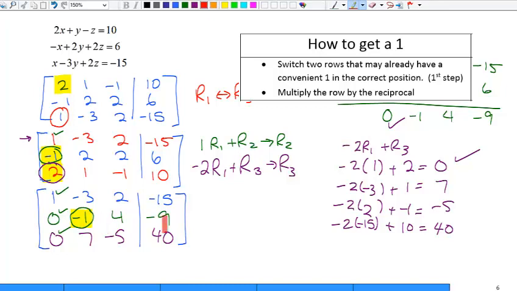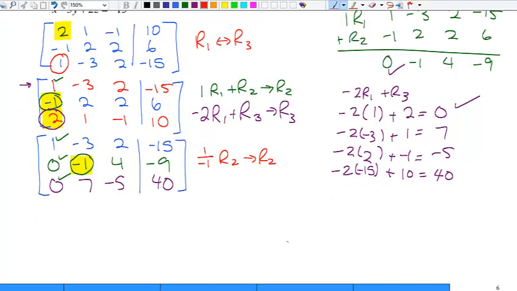In this case, I'm going to multiply the row by the reciprocal. The reciprocal of -1 is 1 over -1. Times it by row 2 and put it back into row 2. So which rows stay the same? Well, row 1 and row 3 will stay the same for this step. And I'm multiplying row 2 by its reciprocal.